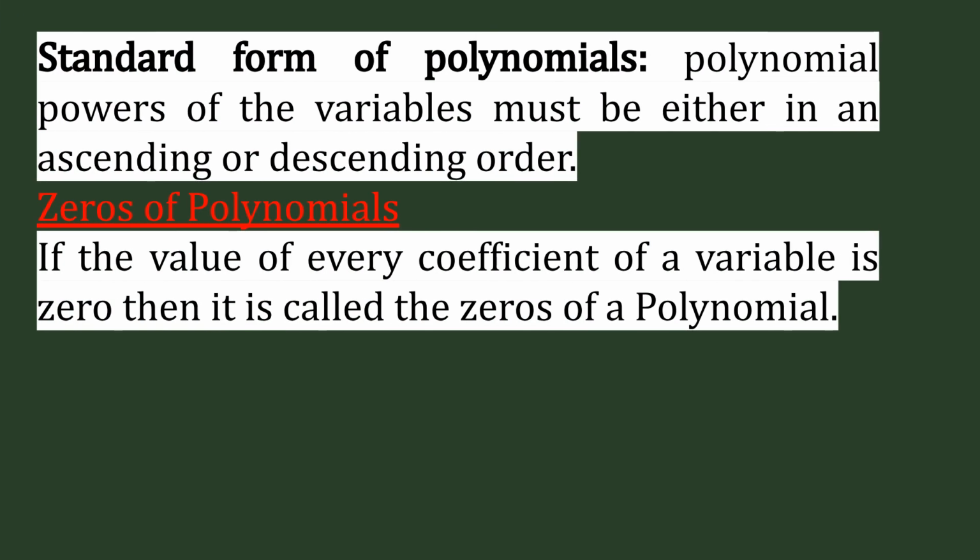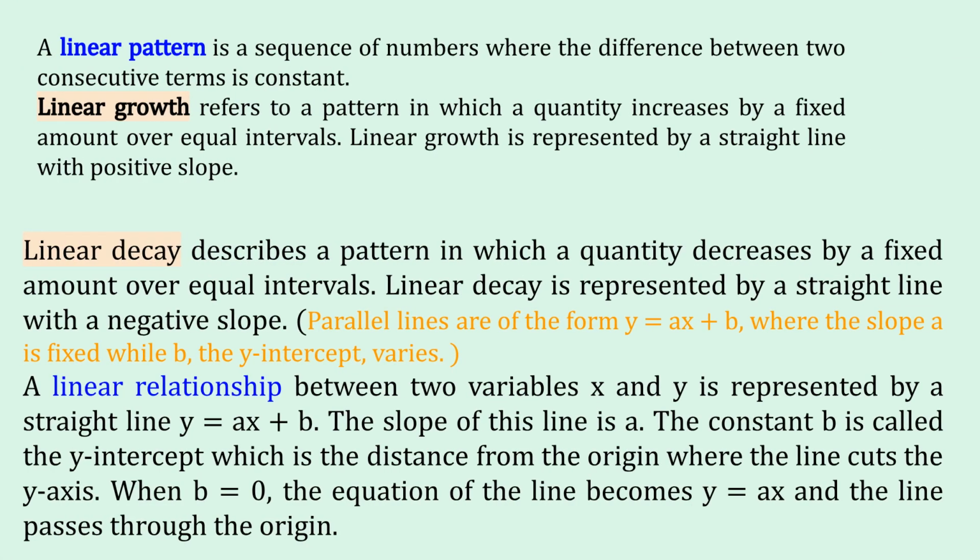Standard form of polynomials. The powers of the variables must be in either ascending or descending order. Zeros of polynomials. If the value of every coefficient of a variable is 0, then it is called the zero polynomial. A linear pattern is a sequence of numbers where the difference between two consecutive terms is constant.